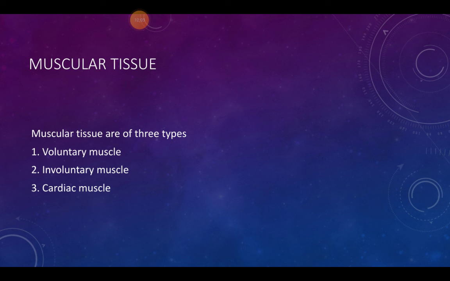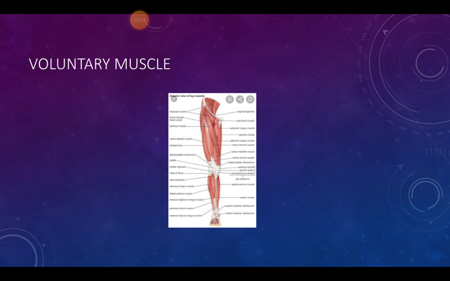Voluntary muscles. Voluntary muscles are also known as striated muscles. Muscles that work according to our will are called voluntary muscles. They are also called skeletal muscles. It is because they are attached to the bones and help move the body. They are also called striated muscles because they have alternate dark and light bands.